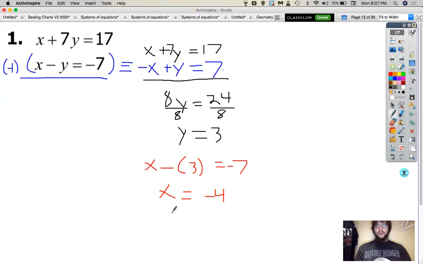That's (3, negative 4), right? Hopefully you said, no, you're wrong. Good. It's an x, y ordered pair, people. It doesn't matter which one you find first, x always goes first. Boom. Like that. Easy peasy.